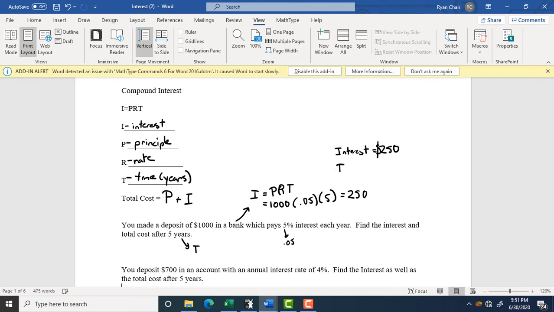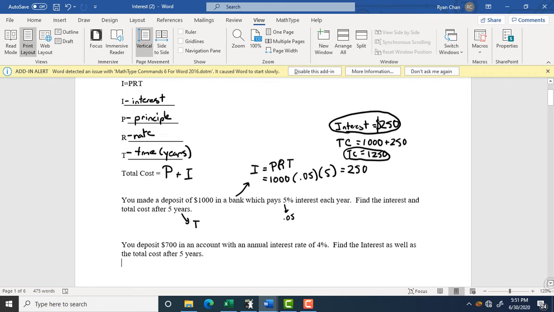But my total cost, right, is not 250. It's the interest plus the amount that I have originally. Okay, so that's going to be it. Okay, so let's do one more example here.